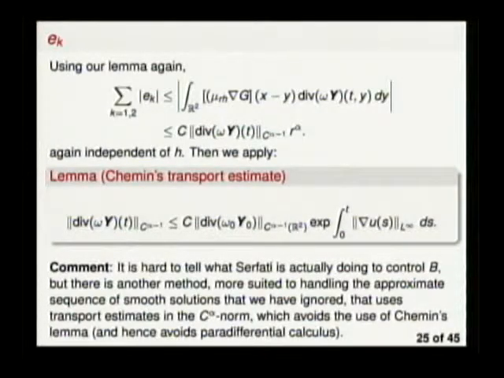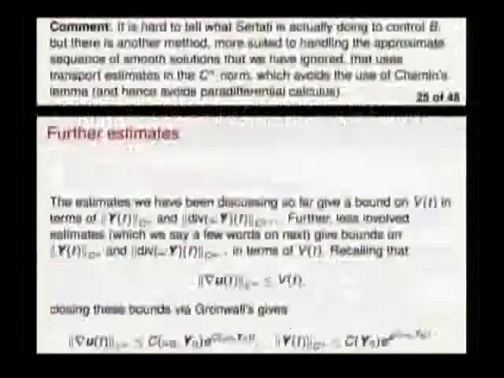Okay, and then for the ek, you use the second lemma, and in this case you apply something that's proved in Chemin's paper, which gives a bound on the C alpha minus 1 norm of the divergence of omega y. But it turns out you don't actually have to use that lemma. In some sense it's easier, but that lemma uses paradifferential calculus to prove it, which we would like to avoid.